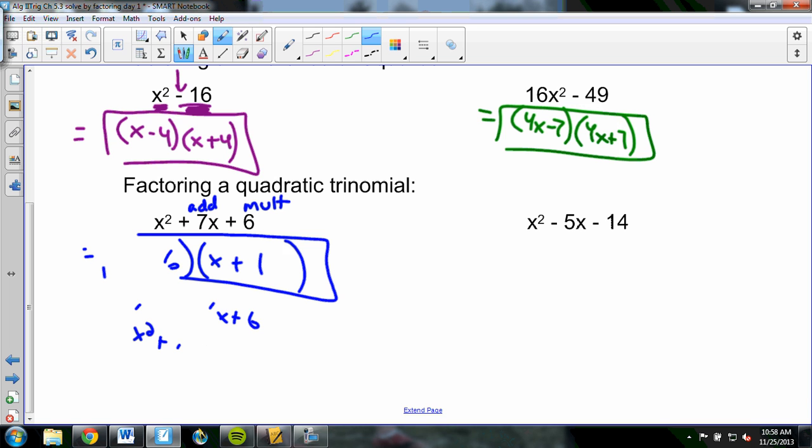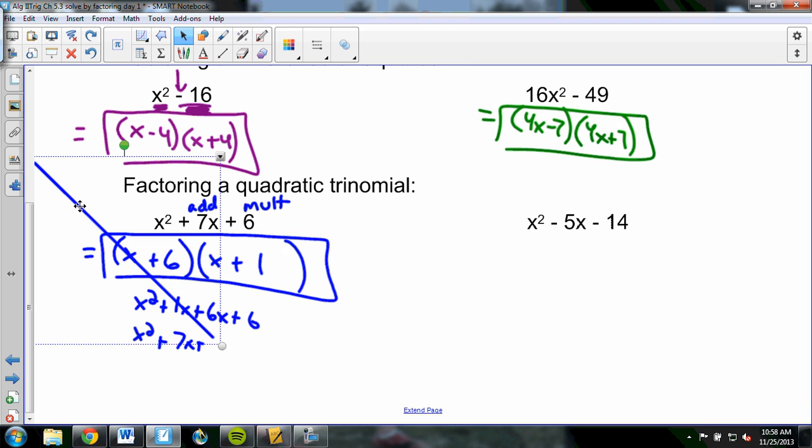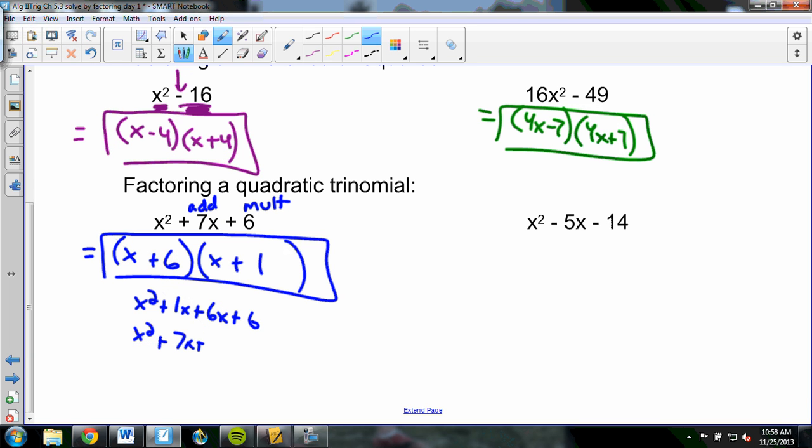Yeah, that just happened. So this is my check. The answer is the actual factored part, and you can check by FOILing it if you want to.